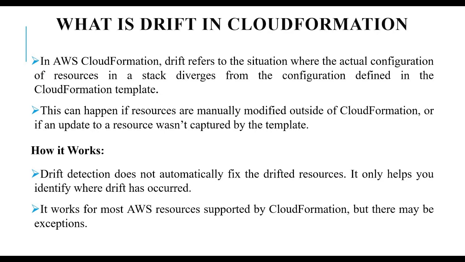And how it works. Drift detection does not automatically fix the drifted resources. It only helps you identify where drift has occurred. So in this we can manually fix the drift in CloudFormation. It identifies where drift has occurred but does not fix it. Also, it works for most AWS resources supported by CloudFormation, but there may be exceptions. So many exceptions in this.